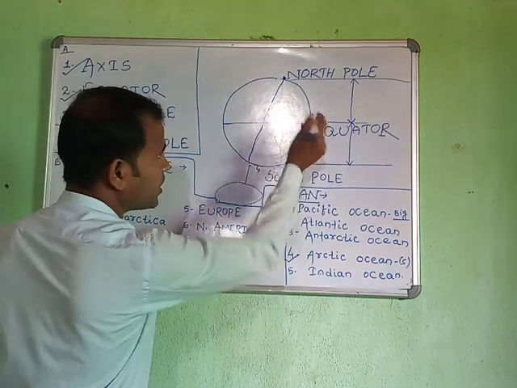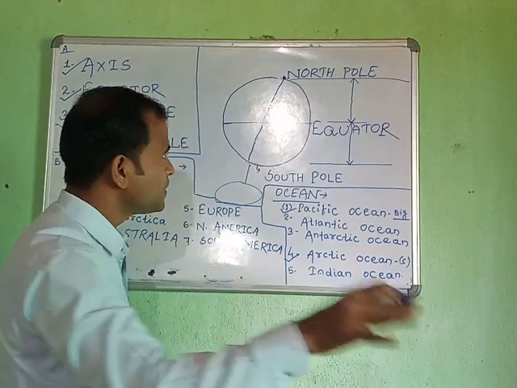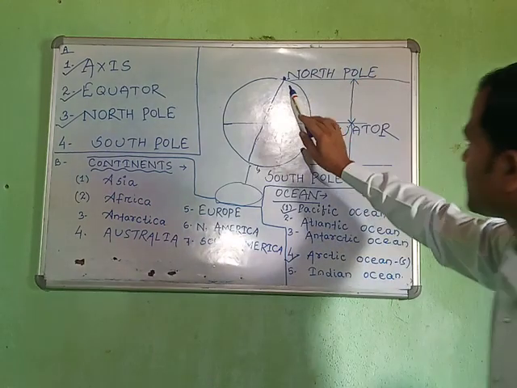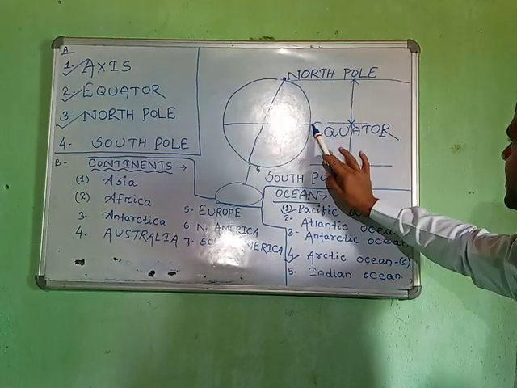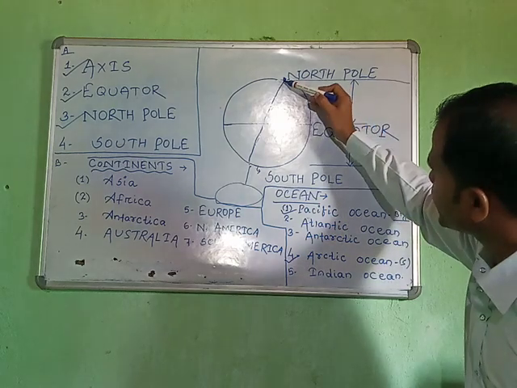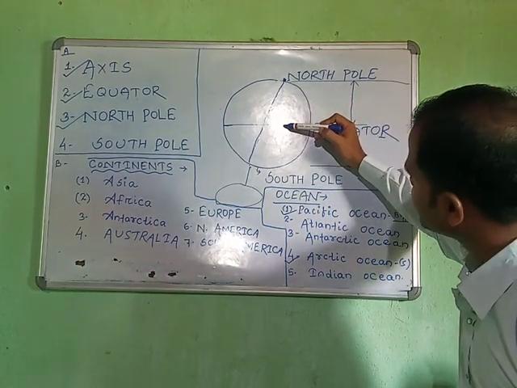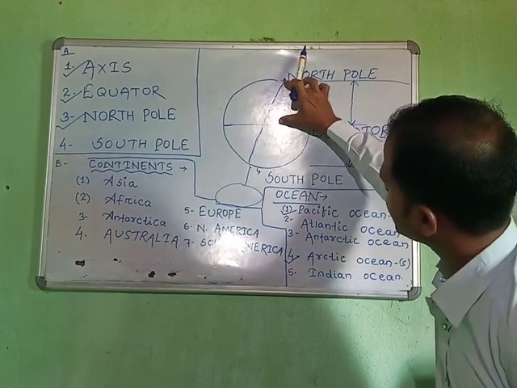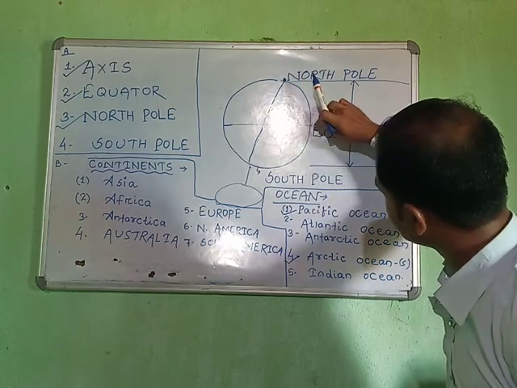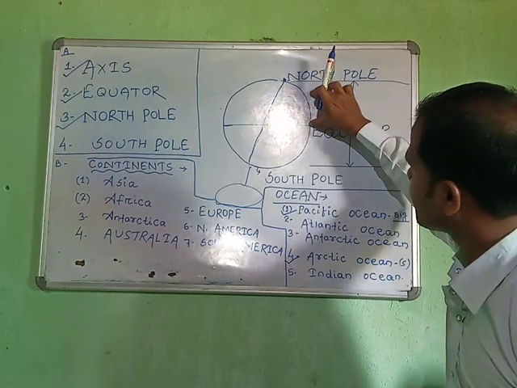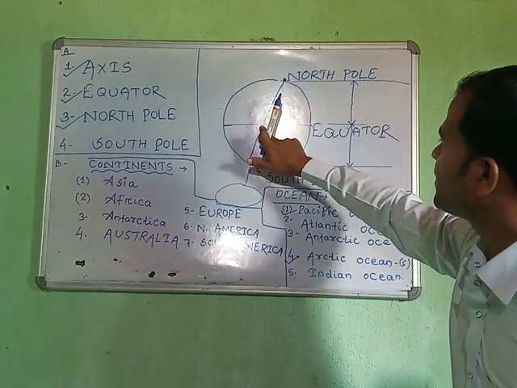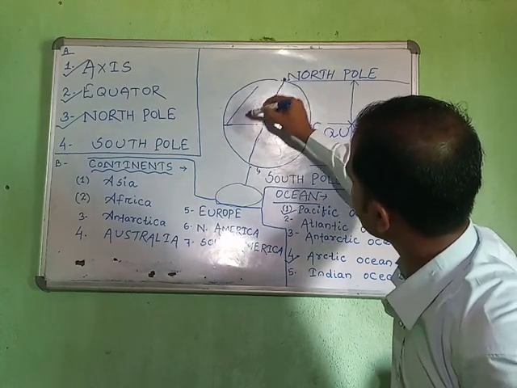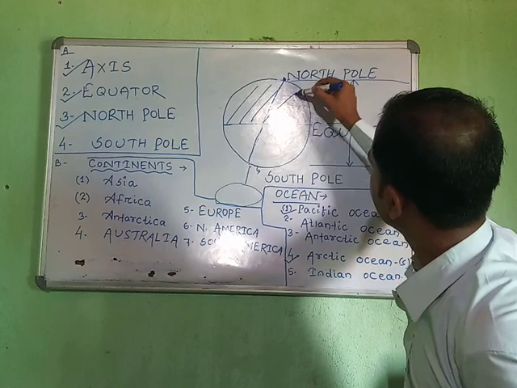First of all, equator. The area which lies between equator and North Pole, this part, is called Northern Hemisphere. That means from equator to North Pole, this part is our Northern Hemisphere.